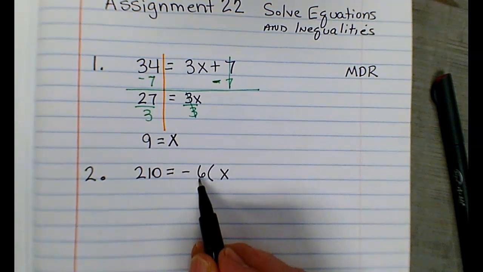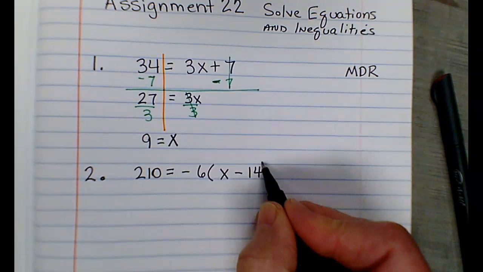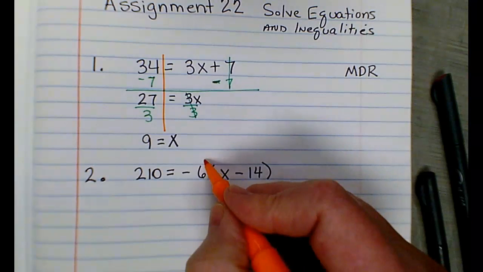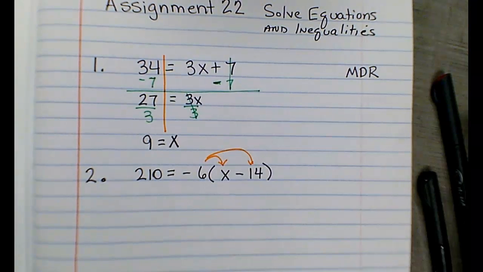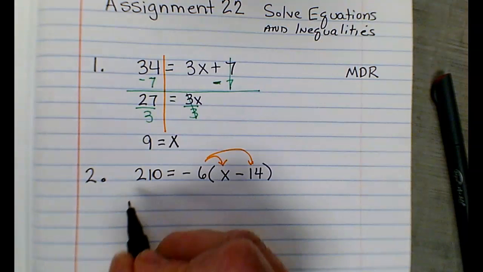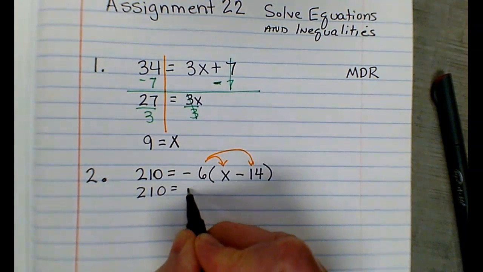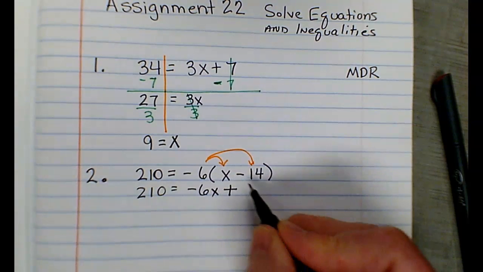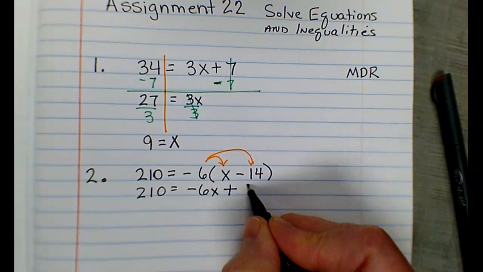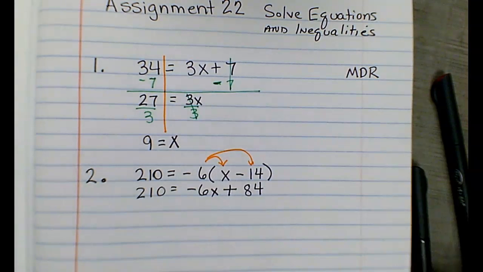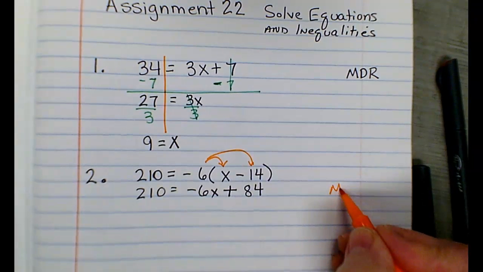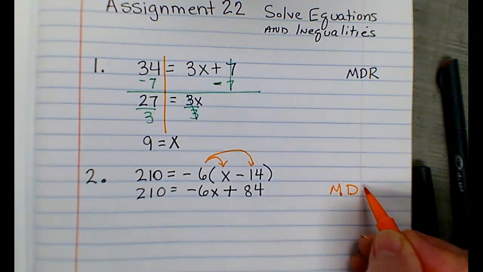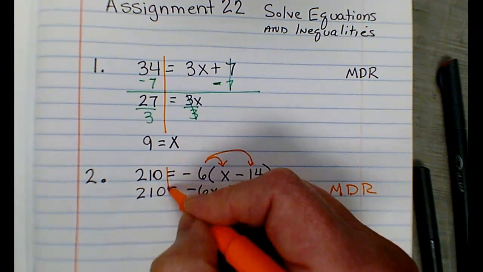210 equals negative 6 parentheses x minus 14. In order to solve that, the first thing I need to do is distribute the 6. Minus times a minus would make a plus. 6 times 14 is equal to 84. I need to move the whole numbers together, divide by the negative 6, and then reduce.